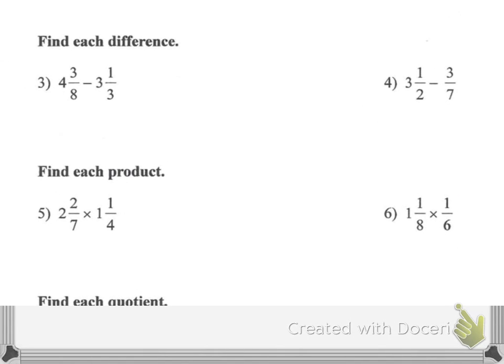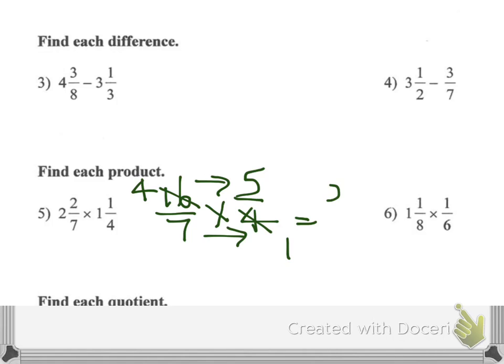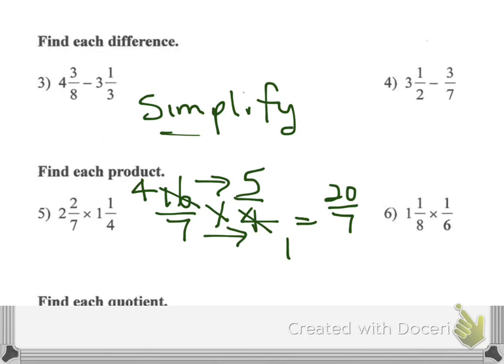The big important thing about products is remembering to make improper fractions. So 2 times 7 is 14, plus 2 is 16/7, times 1 times 4 is 4, plus 1 is 5/4. And in this case, you can do some cross simplification. If you go straight across, you'll get 20/7. But we can't leave it like that. You always have to simplify. 7 goes into 20 2 times with 6 left over. And that's how you do that one.